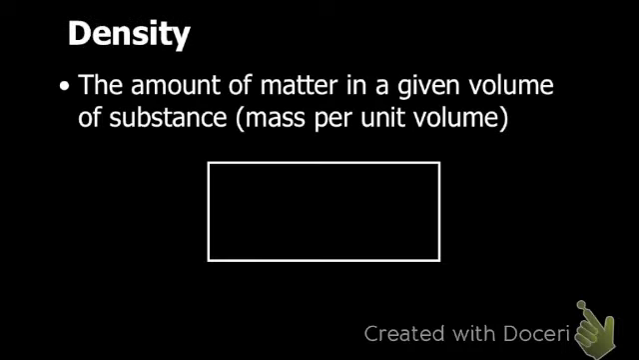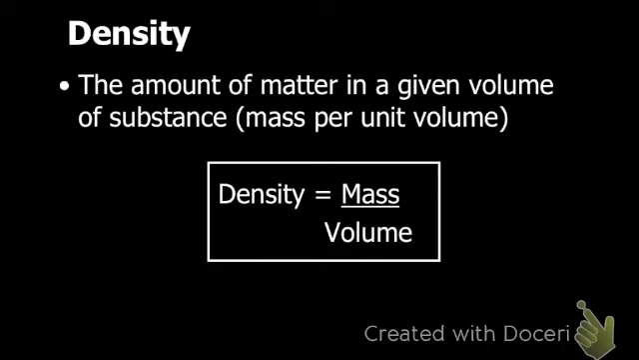So to start off, you folks need to know what density is. Density is defined as the amount of matter in a given volume of substance. So it's the mass per unit volume. And it can be defined really easily in a simple equation where density equals the mass divided by the volume.